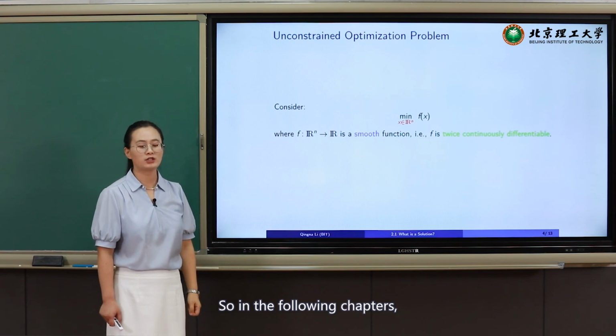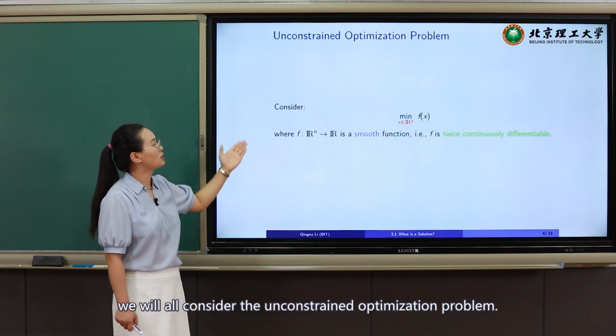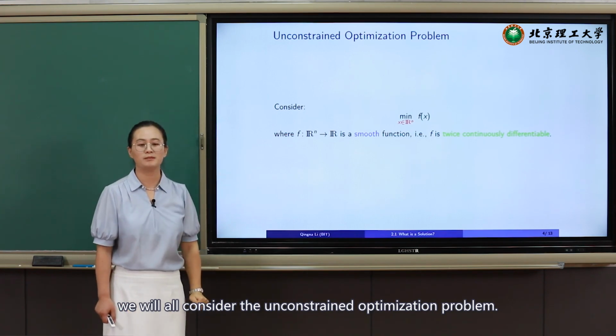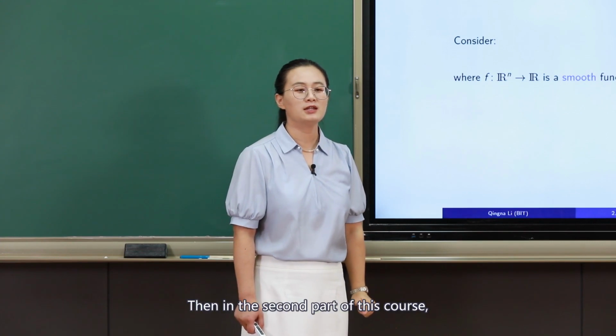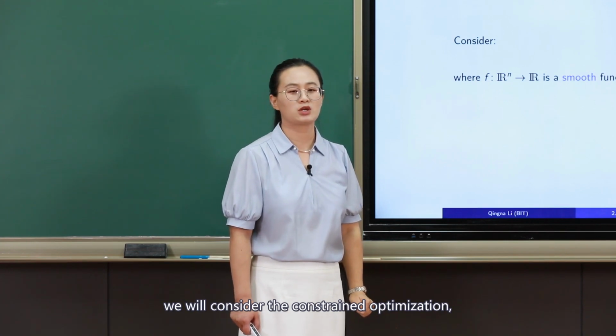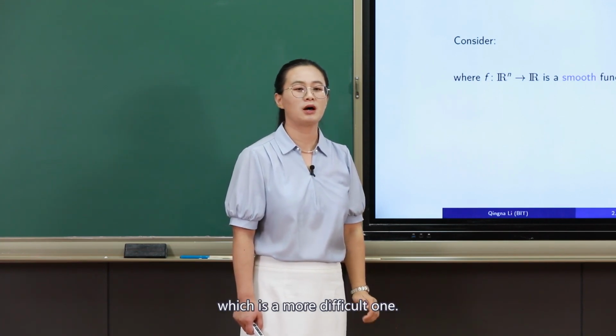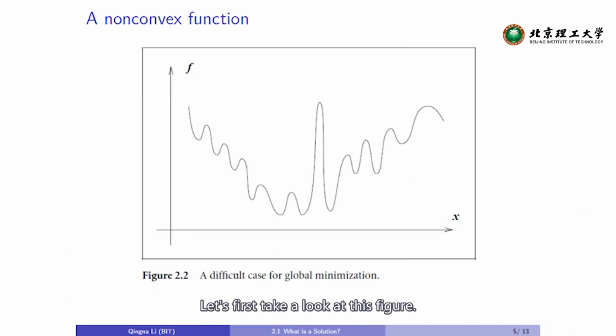So in the following chapters, we will all consider the unconstrained optimization problem because we always start from the easy case. Then in the second part of this course, we will consider the constrained optimization, which is a more difficult one. Okay, let's first take a look at this figure.